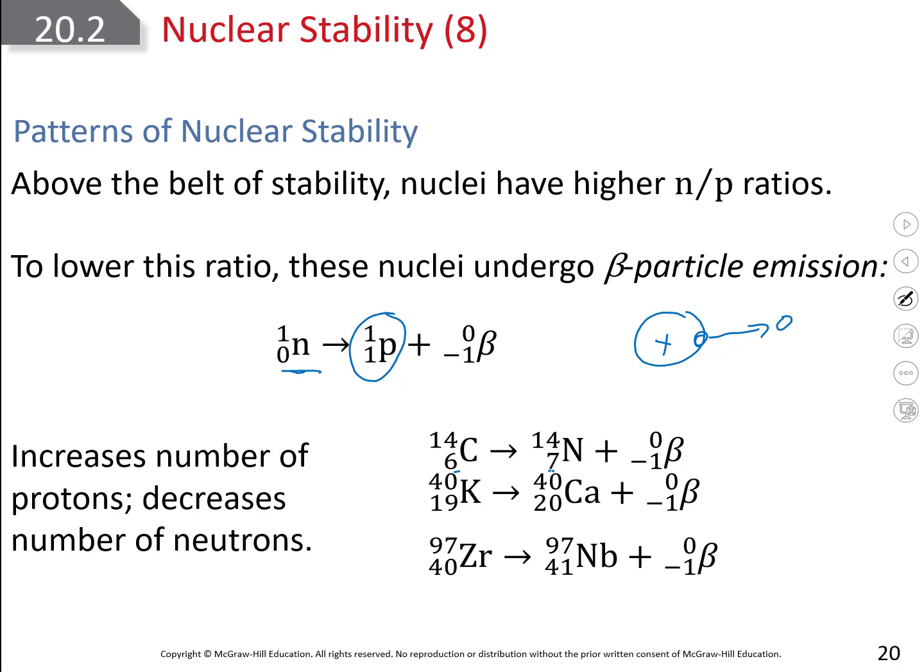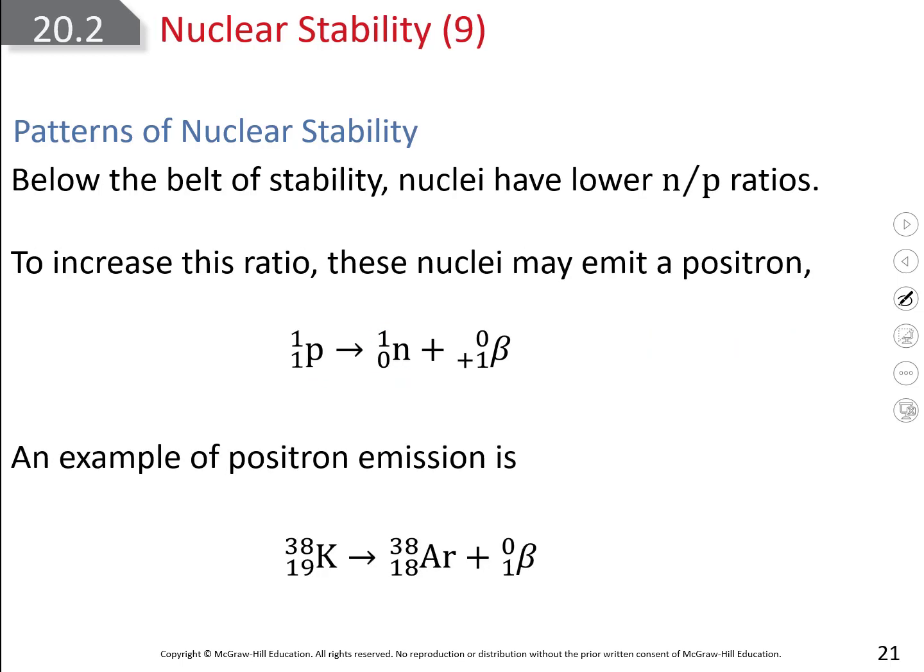Just examples of why you would do this: if your ratio of neutrons to protons is too high, so you have too many neutrons, you're likely to go through beta emission. If you're below the belt, you have the opposite problem. You have too many protons and not enough neutrons. To resolve this issue, instead of releasing a beta particle, you're going to release a positron. So you're going to start off being a proton, which is positively charged, and that little positively charged particle is going to leave.